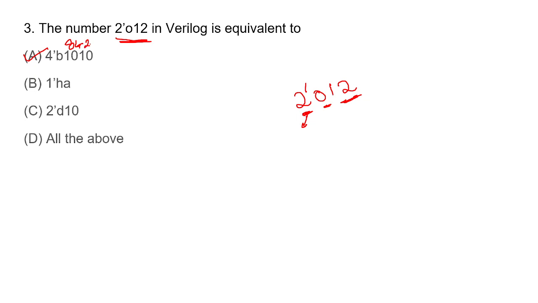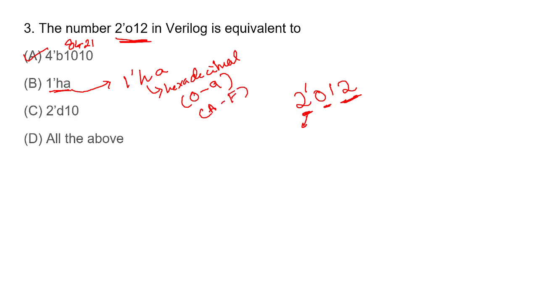A is 10, ma'am. Option B, we cannot choose that. Option B is a representation in H, which is hexadecimal format. So the number will be from 0 to 9, 10, and A to F.